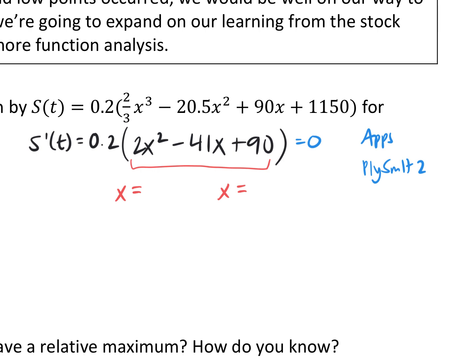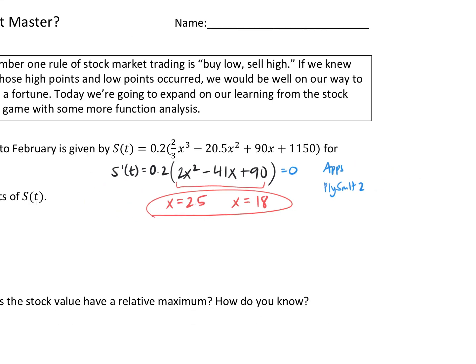You should get 18 and 2.5. Okay, so that is my answer. Those are my critical points on this function. So what does that mean? That means that at these 2 points, they're either going to be relative minimums or relative maximums. Or maybe they're the absolute minimums or the absolute maximums. That's what we're going to figure out here in a second.